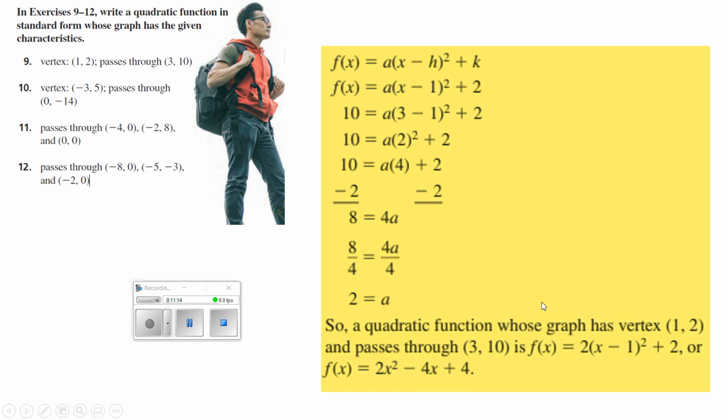So the quadratic function whose graph has a vertex of 1 and 2 and passes through 3, 10 is the function of x is 2 times, replacing a with 2, 2 times x minus 1 squared plus 2, all right? Remember, we're replacing a with 2. All right? And then if I was to solve this out, I would end up getting this one here. Just for those that have trouble solving it out, since I've got a pretty short video going so far, I'll show you how to do that.